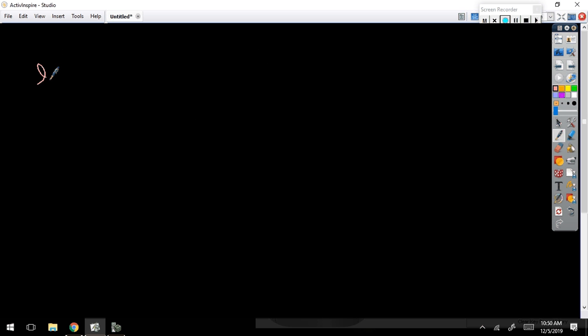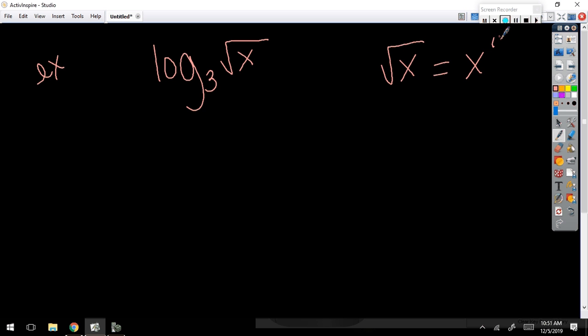For example, log base 3 of the square root of x. Somebody said 1/2. It's 1/2. This square root of x, you said it, Dane, is x to the 1/2. So your exponent here after this, I'll put this up here.